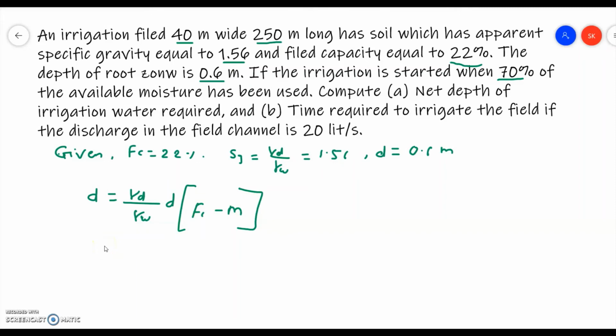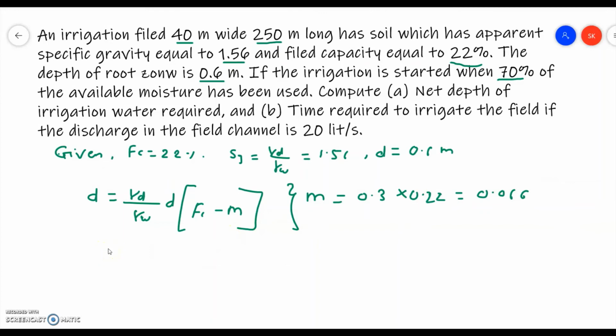So how can we find out M? I will just mention here. This M is equal to, 70% is already used, it means that 30% remains. So 0.3 multiplied by 0.22. So this much is available. So this is 0.22, which is available, so it is equal to 0.066. So this is what is available. Now in the next step we will just put the values and we will find out.